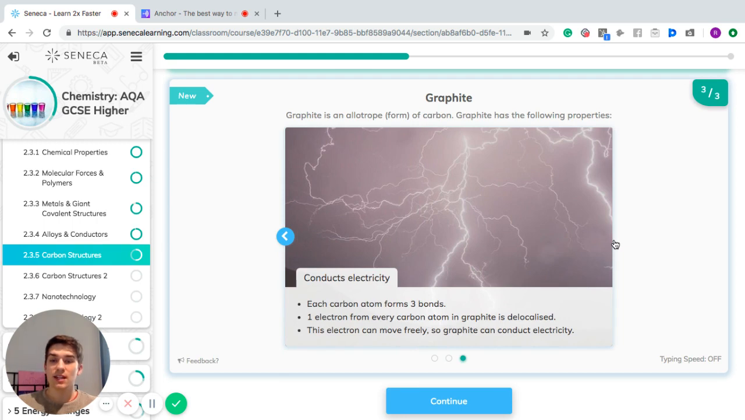Graphite also conducts electricity. Because each carbon atom only bonds to 3 other carbon atoms, that means that 1 electron from every carbon atom in the graphite is delocalized in the structure. And this electron can move freely, so graphite can conduct electricity.